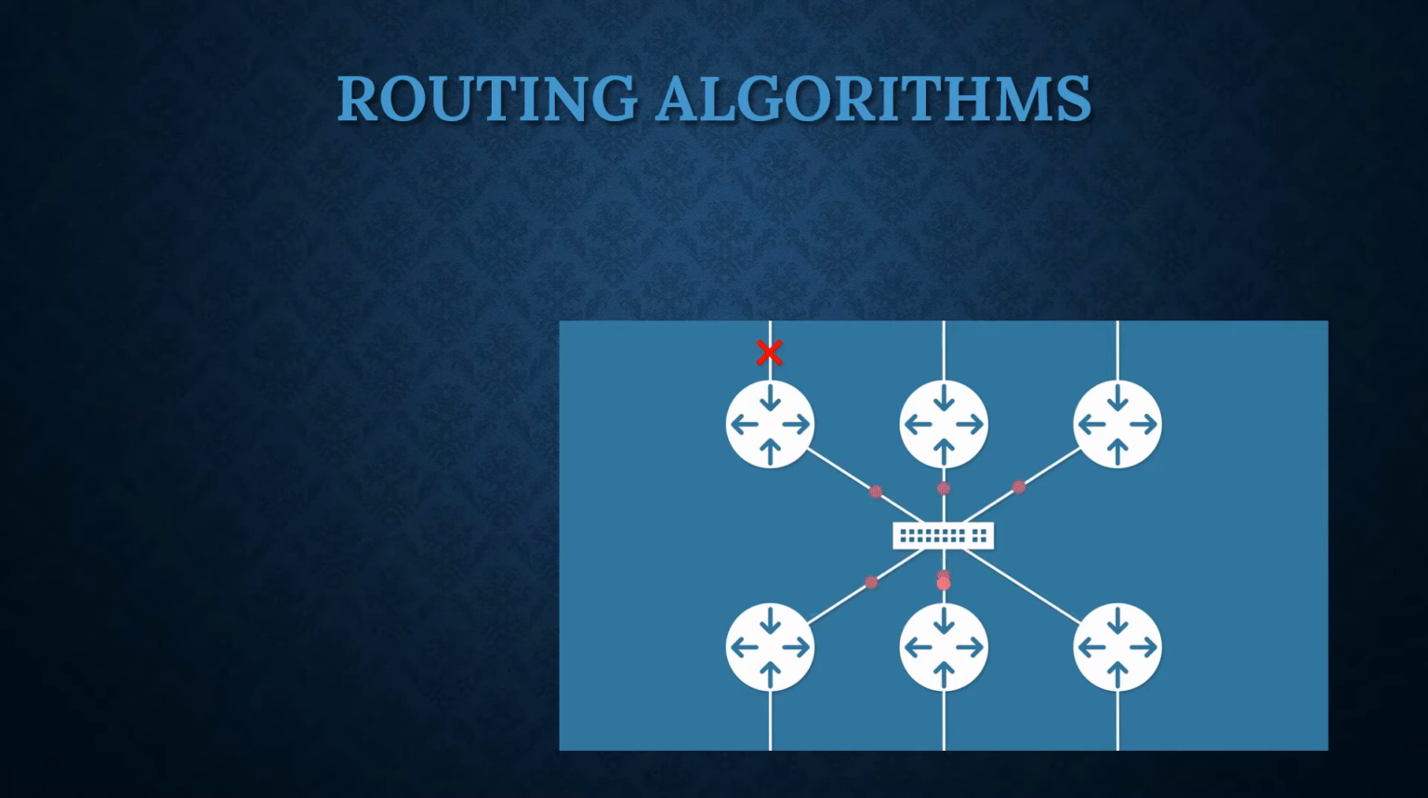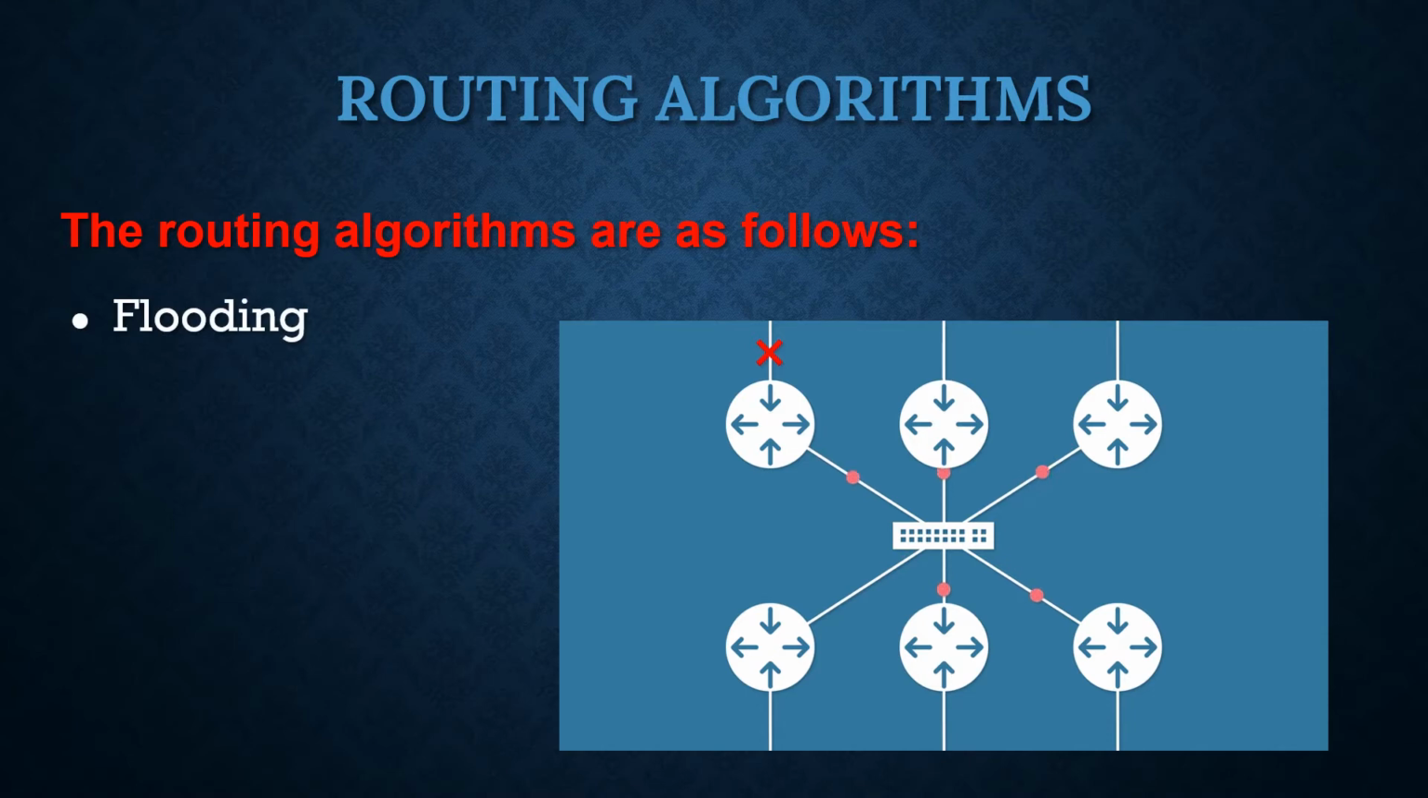Now, routing algorithms. Routing algorithms are as follows. Flooding. Flooding is the simplest method of packet forwarding. When a packet is received, the router sends it to all the interfaces except the one on which it was received. This creates too much burden on the network and loads of duplicate packets wander in the network. Time to live (TTL) can be used to avoid infinite looping of packets.